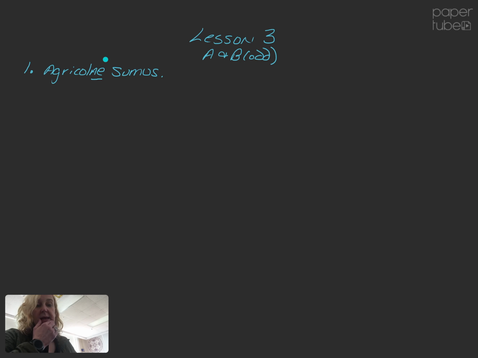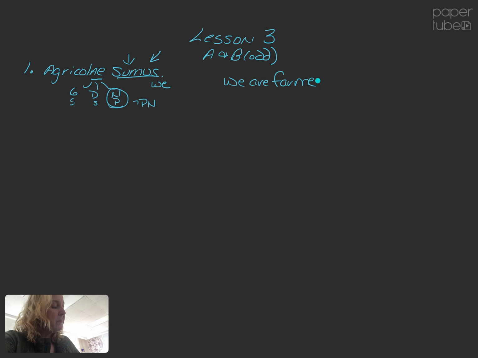Now, I see that AE, and I realize right off the bat that I can be looking at genitive, dative, those are both singular, or nominative plural. I go right to my verb to see if it can be my nominative plural subject. Sumus already tells me what my subject is. The mus means we. Sum, are. So I do have a nominative plural, but it's not my subject. It's a predicate nominative. We are farmers.